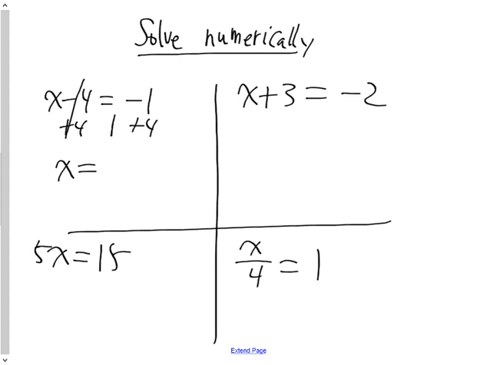Now I have to use my integer sense in this next part. What does a negative 1 and a positive 4 combine to make? A positive 3. So therefore your solution is x is equal to 3.